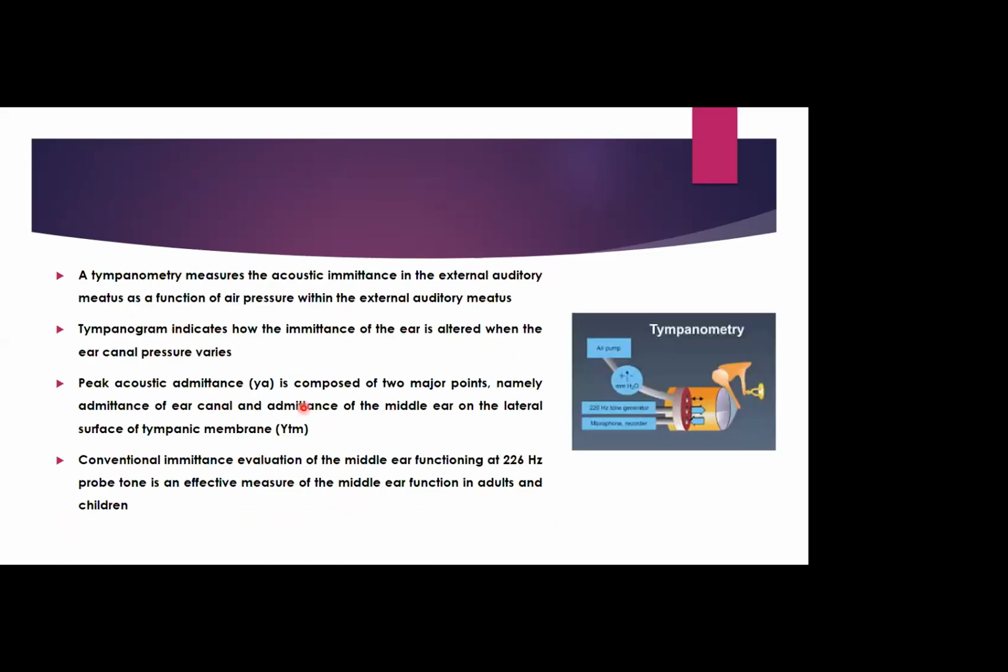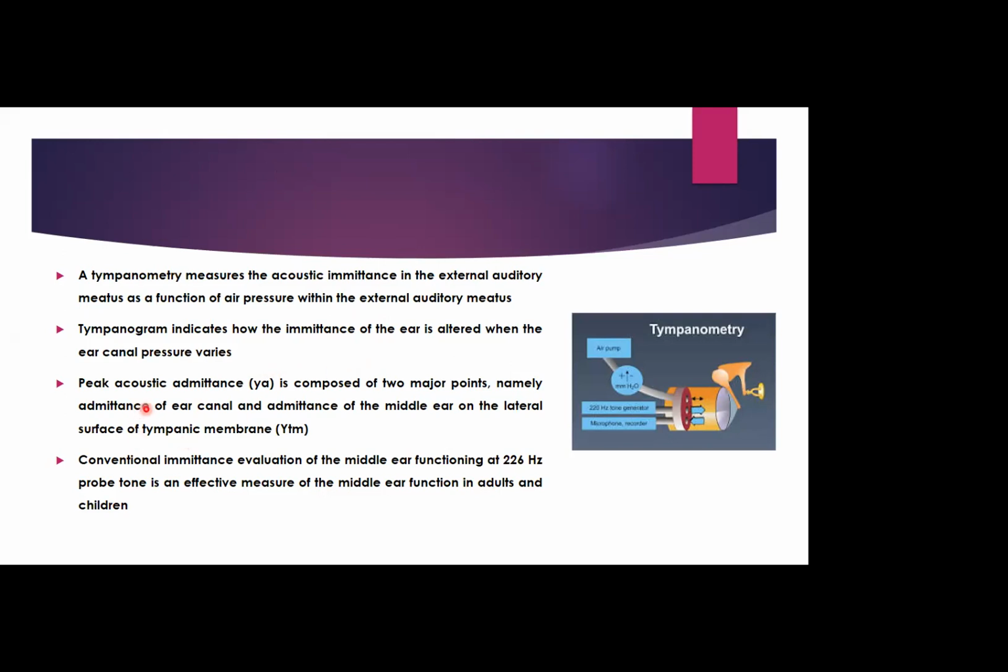So in tympanometry, we measure the acoustic emittance in the external auditory meatus as a function of air pressure within the external auditory meatus. The tympanogram indicates how the emittance of the ear is altered when the ear canal pressure varies.